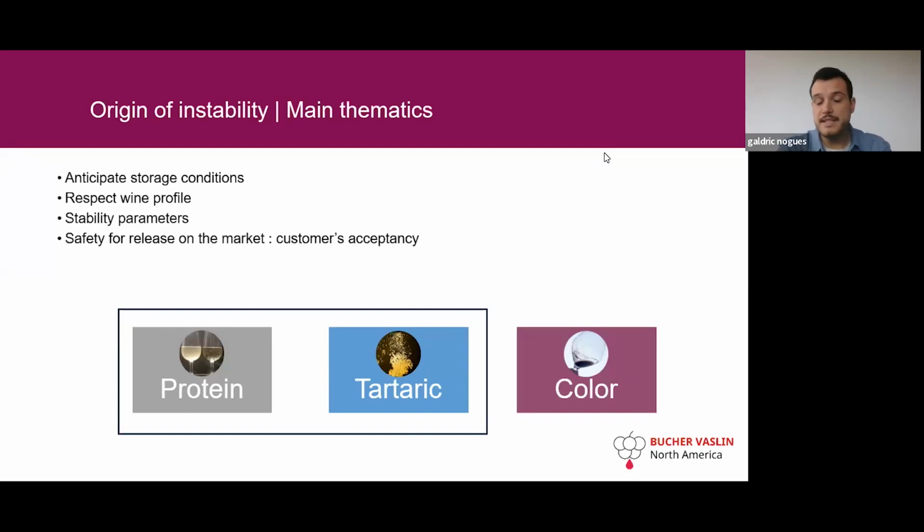So there are some stability parameters that are very interesting and very well known today. If you respect these parameters, you should be stable as well with your wine. And the respect of the storage conditions and the stability parameters will allow you to have a certain safety during the release to the market and to match the customer's acceptance regarding the wine's quality that you want to provide and to put on the market.